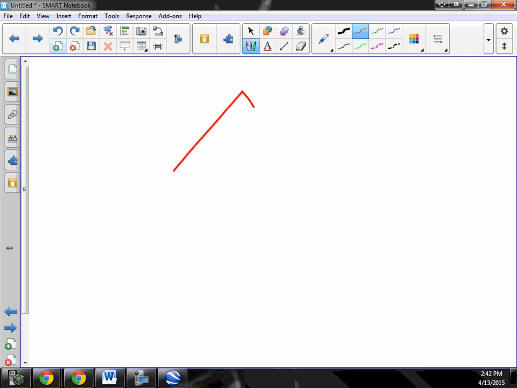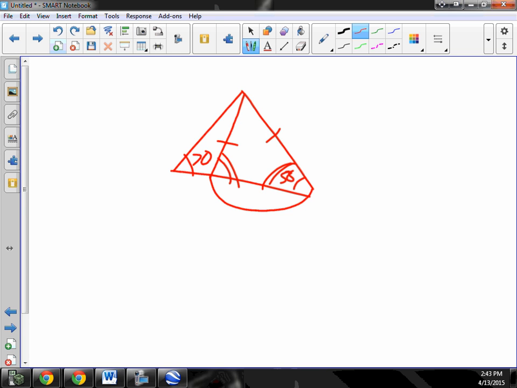If you look at the picture, this was 70, and this was 58. If I swing that side around, and it hits again, then this angle has to equal that angle because those 2 sides are equal. It's an isosceles triangle. So that would be 58. Now, if this is confusing, don't worry. It's about to get really easy.